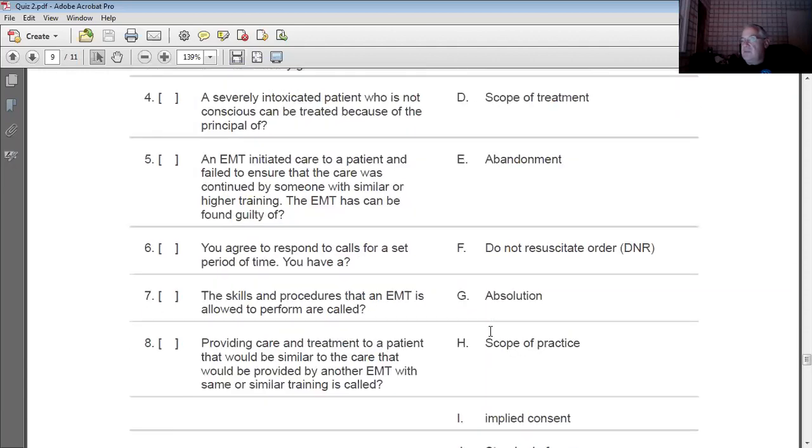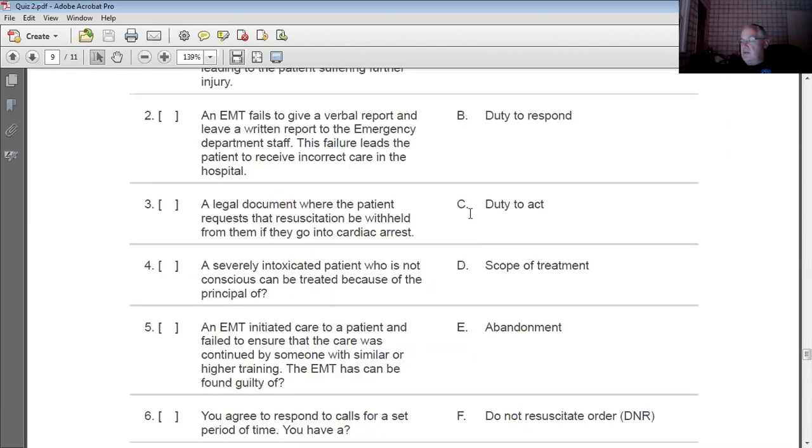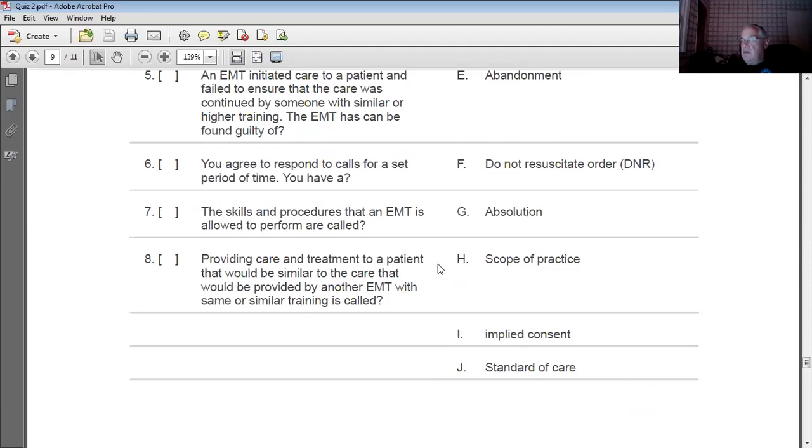Implied consent. If an EMT initiates care to a patient and fails to ensure that care was continued by someone with similar or higher training, the EMT can be found guilty of abandonment. You agree to respond to calls for a set period of time. You have a duty to act, right, because you've agreed to respond.